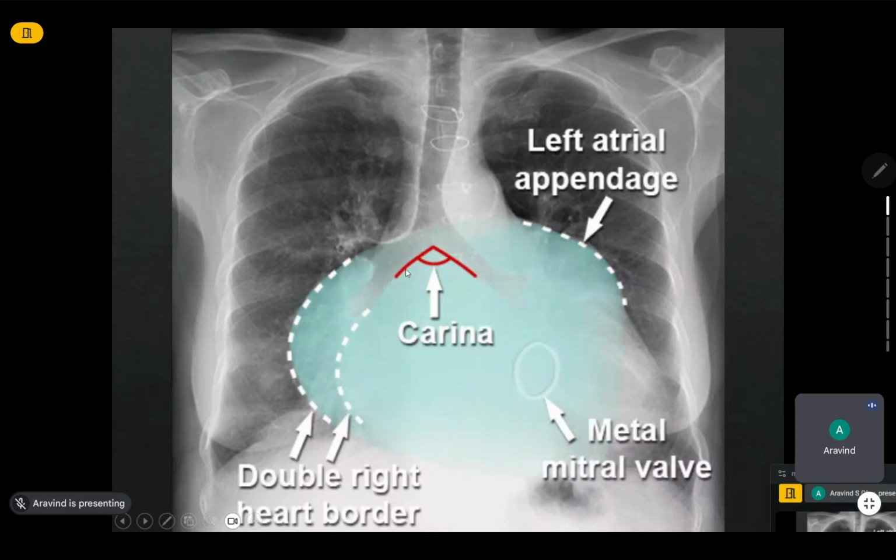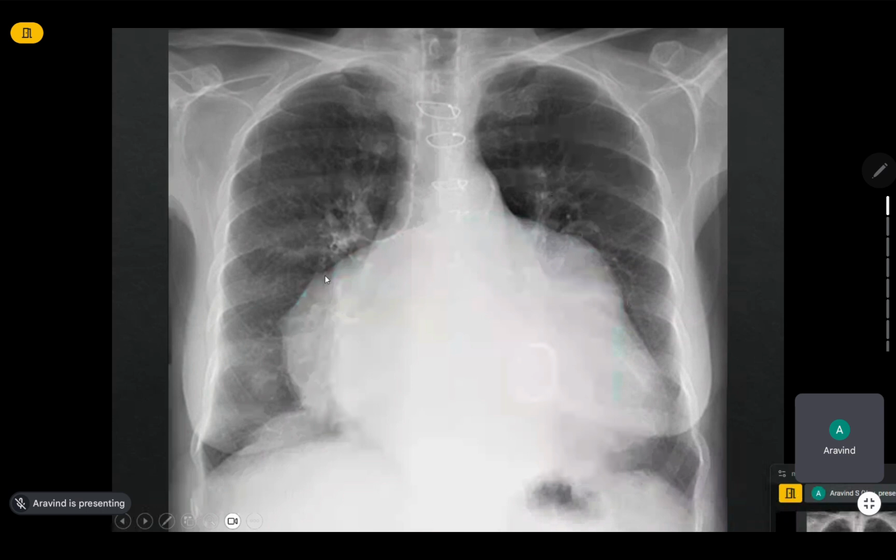And there is also splaying of the carina. The carina would be separated apart, moved apart. You can see the double right heart border. So this is the classic finding of left atrial enlargement.